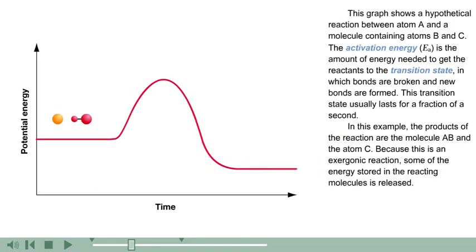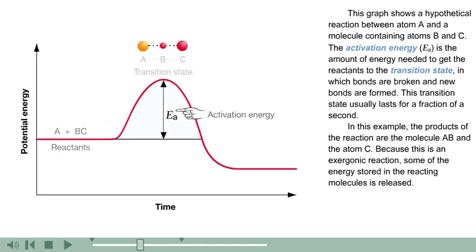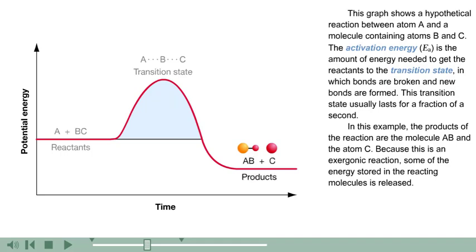This graph shows a hypothetical reaction between atom A and a molecule containing atoms B and C. The activation energy, EA, is the amount of energy needed to get the reactants to the transition state in which bonds are broken and new bonds are formed. This transition state usually lasts for a fraction of a second. In this example, the products of the reaction are the molecule AB and the atom C. Because this is an exergonic reaction, some of the energy stored in the reacting molecules is released.